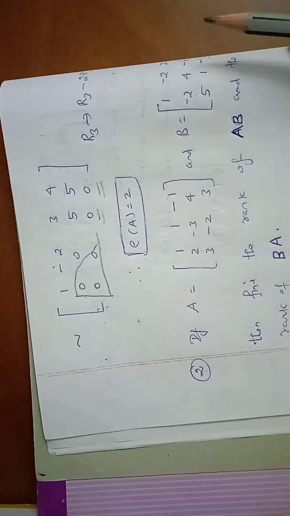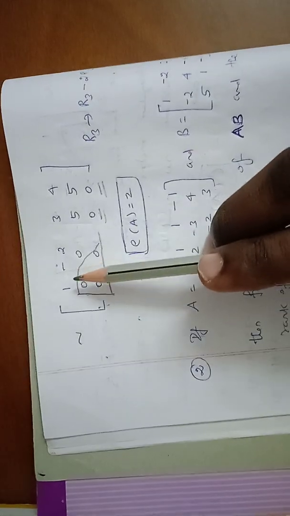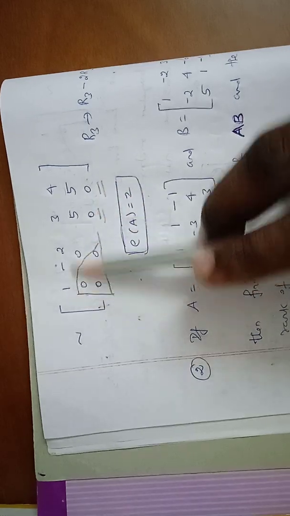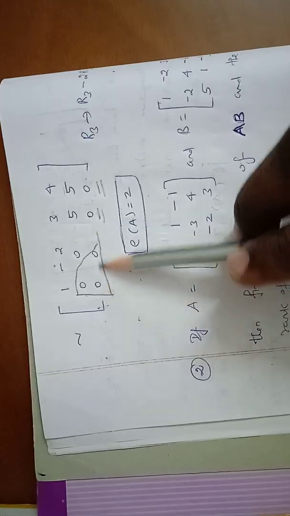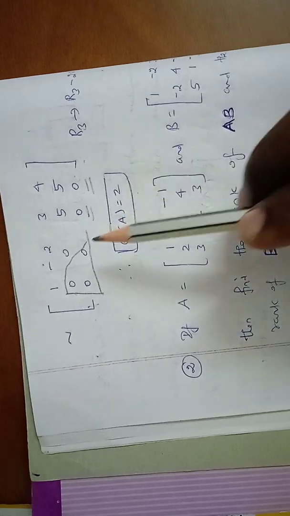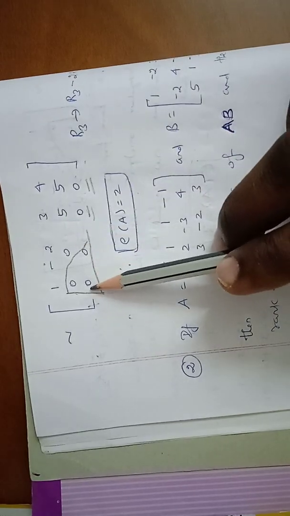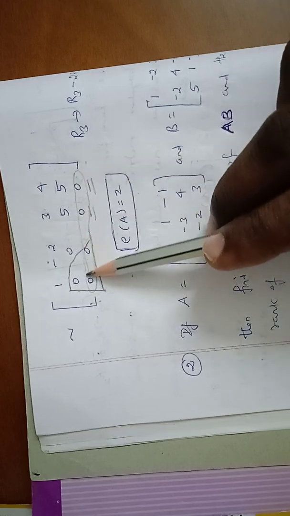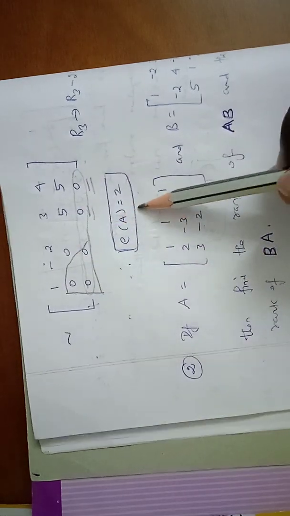So finally, 3 rows and 4 columns. Suppose the 3 rows are not equal to 0, the rank value is 3. But in this problem, in one row all the elements become 0. So the rank of the matrix is 2.